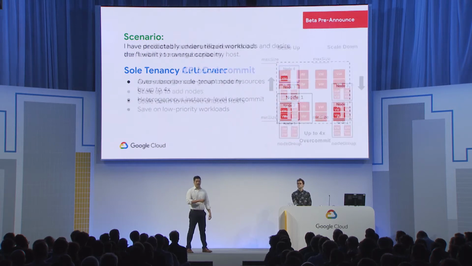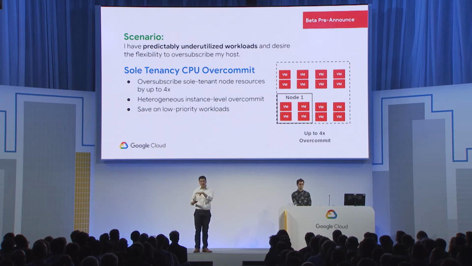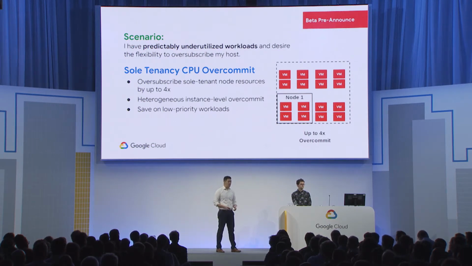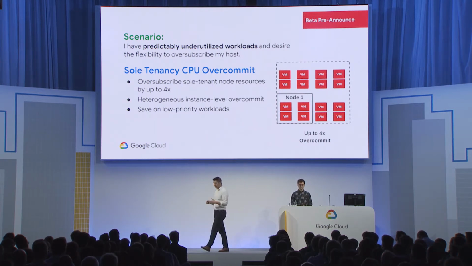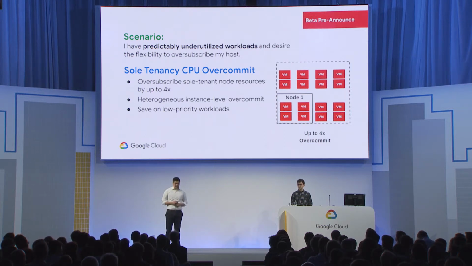And then the other exciting feature that we are launching is CPU overcommit. Remember you're paying for the flat host price, and what CPU overcommit allows you to do, similar to tools you might use on-prem, is oversubscribe your host up to 4x, and this is for vCPU. This is in alpha and going to beta.